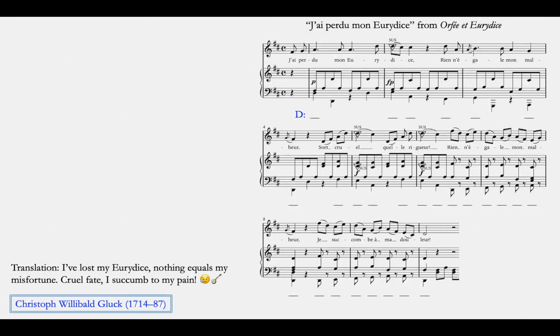We'll end today with an aria from Gluck's opera Orfée, the Orpheus myth. The aria you'll hear here, J'ai perdu mon Eurydice, is his song of lament after he loses his wife Eurydice. Let's listen to the passage, and let's focus, you guessed it, on the bass line.